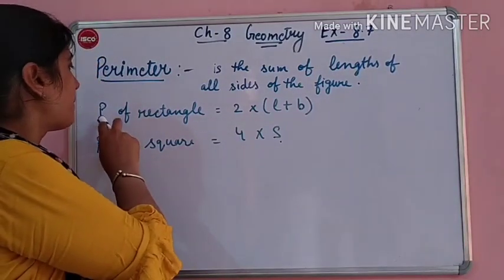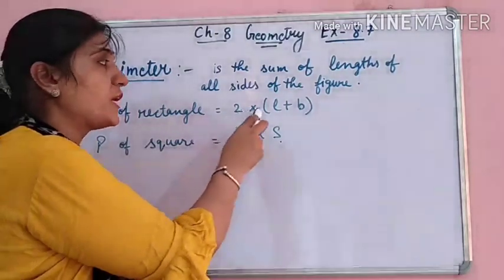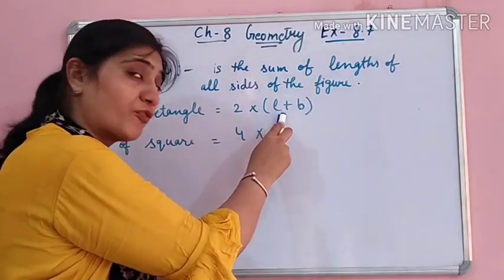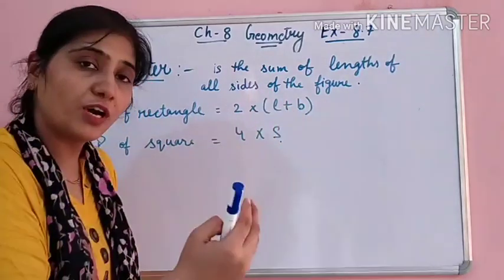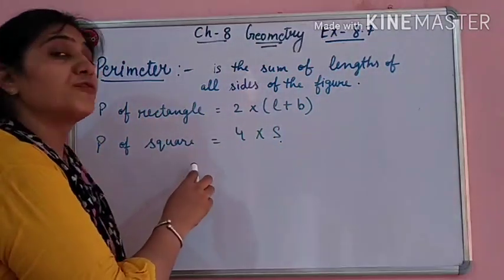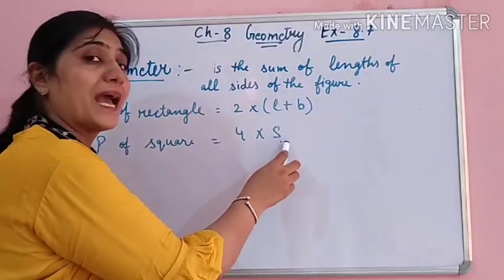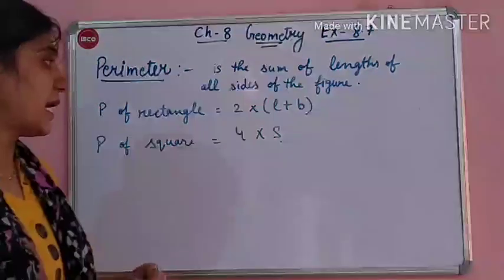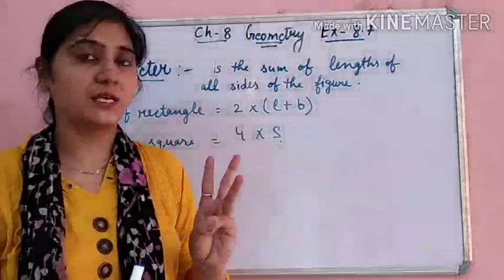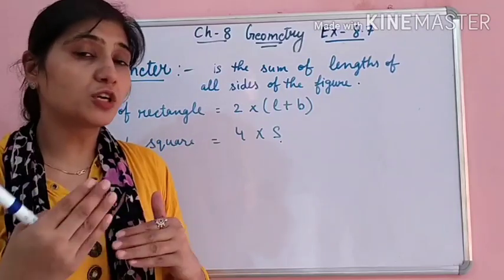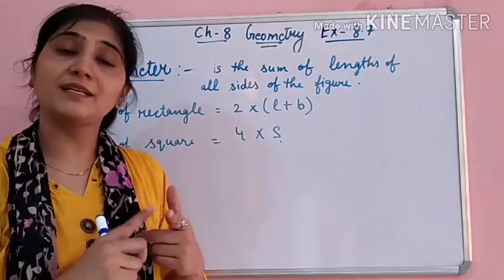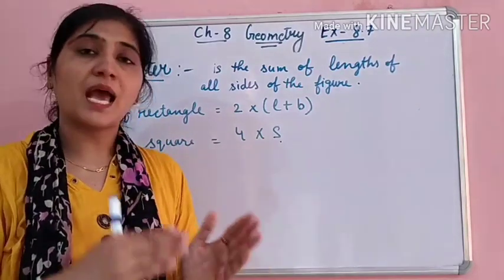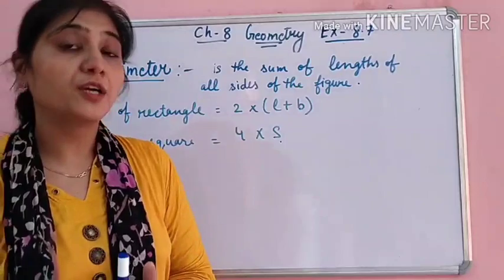And what is the formula? Perimeter of rectangle is 2 into length plus breadth. L indicates the length of the rectangle and B the breadth of the rectangle. And perimeter of square is 4 into S, and S means the side of the square. Okay, and you have to do three sums, this is your today's homework. You have to do the first, second and third question in your notebook. First part I will discuss with you, and the rest of the parts you have to do yourself.